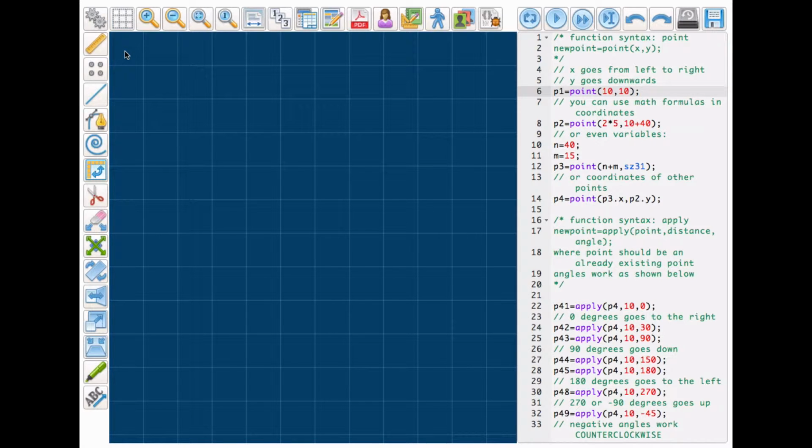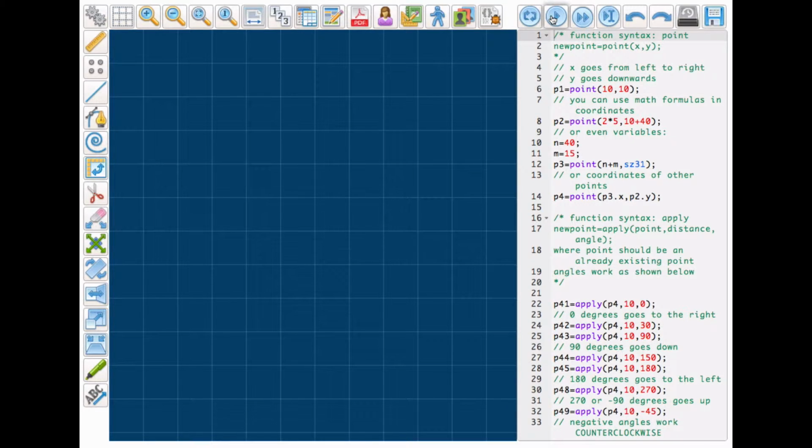Let's put the first point at 10 centimeters by x-axis and 10 centimeters by y-axis. The function syntax is as follows: write the name of your new point, equation sign, the word point, and then x and y coordinates in brackets. You can see that our point P1 is at 10 centimeters to the right from 0 and is 10 centimeters below 0. You can use math formulas, variables, and coordinates of other points to describe your new point.